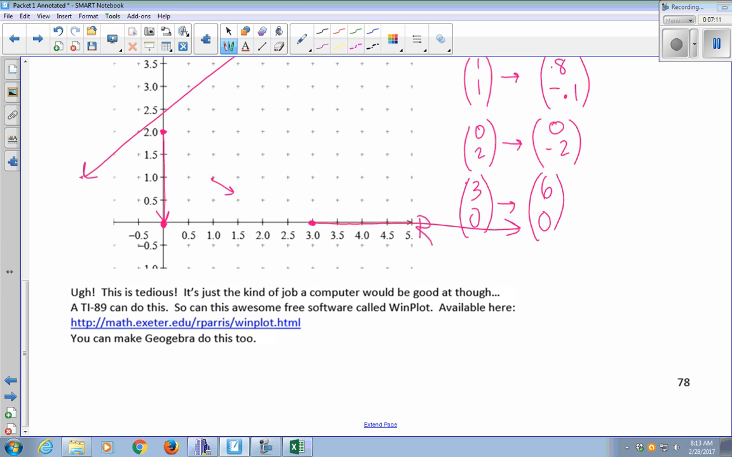Your TI-89 can do it. So can this free software called WinPlot. You can make GeoGebra do it too. And in your next project, you're going to be doing some of this. And I have some little tutorial videos on how to use those pieces of technology to make those vector fields. But aside from that project, I typically won't make you draw these. I'll give you one and you're going to use it to answer questions.